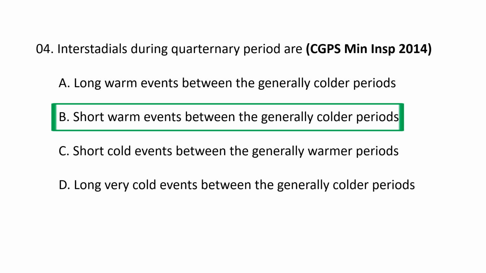During the quaternary period, the interstadials are referred to as short periods of warmer climate that occur within a larger glacial period, essentially brief warm intervals between the colder stadial phases. So these are essentially warm phases within a glacial period. So interstadials during quaternary period are short warm events between the generally colder periods. B is the correct option.